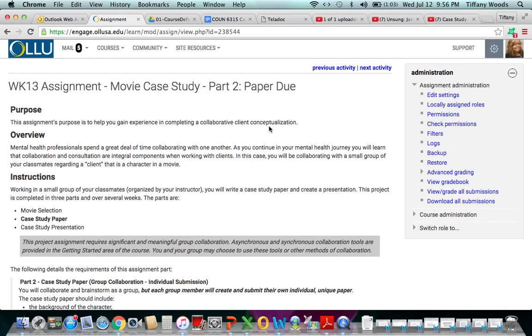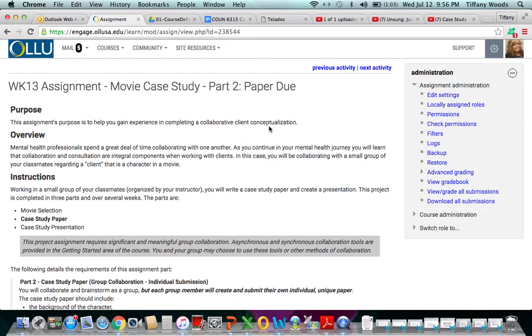So what this means is the paper that you turn in, if I am working with my partner, our paper is going to look the same because we are working on the same client and we are observing the same behaviors. So you guys need to work together to come up with one document that you are going to submit.